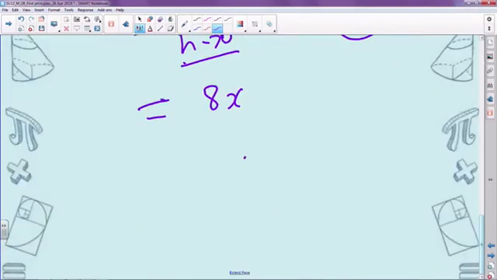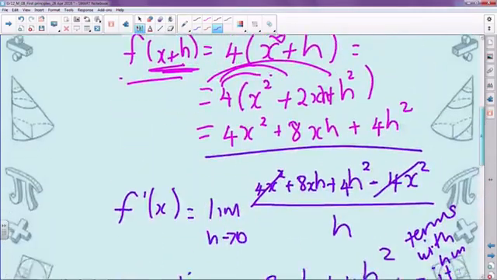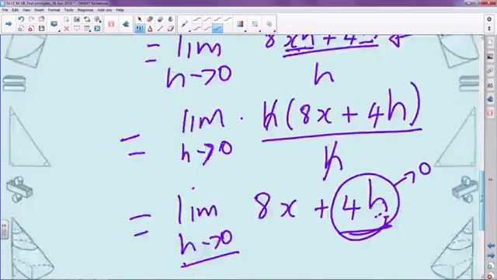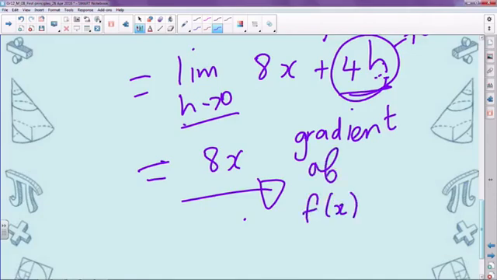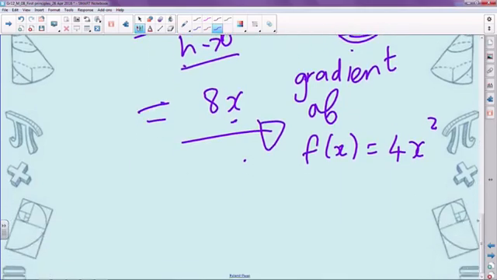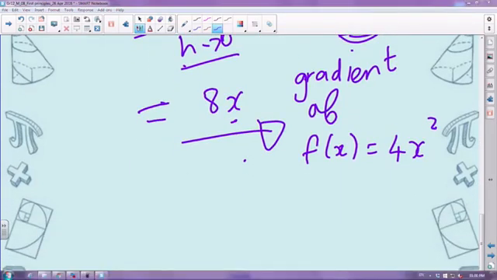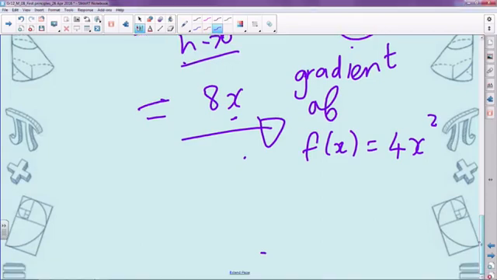So what does this tell me? We've taken the function f of x, we've found the derivative, and we get this value 8x. Well, that is now the gradient of f of x is equal to 4x squared. So we found the gradient of the curve. If I knew specific values for x, I could work out the gradient then at any point on the curve. This also can be used to work out the slope of a tangent at any point on the curve.